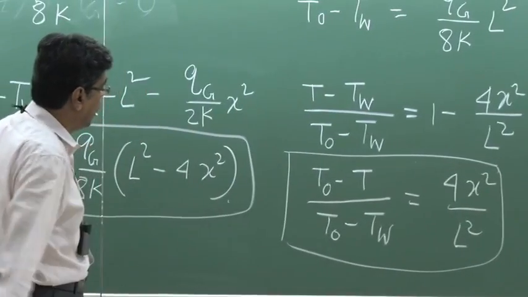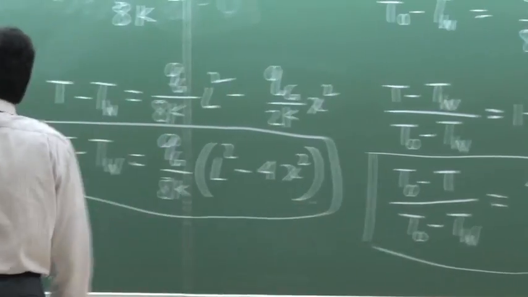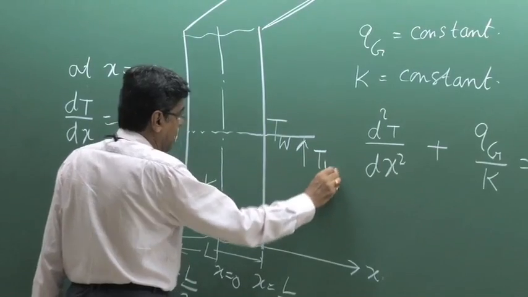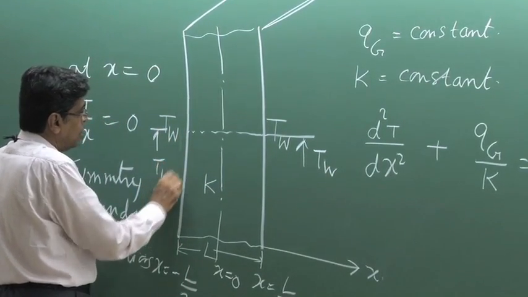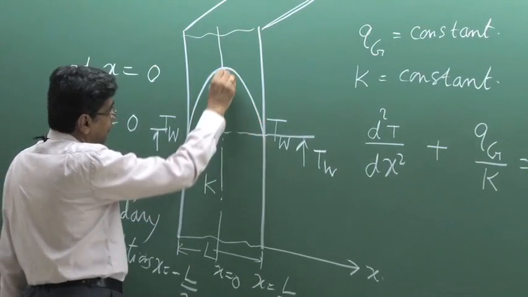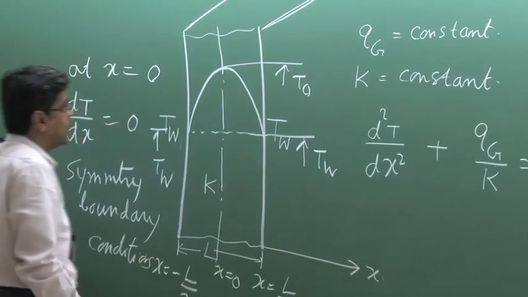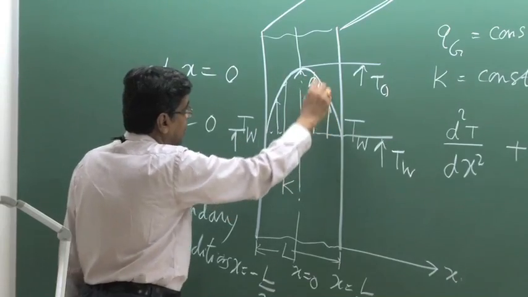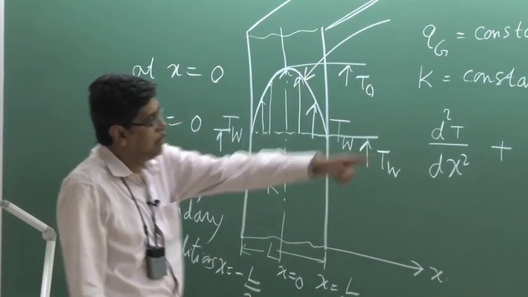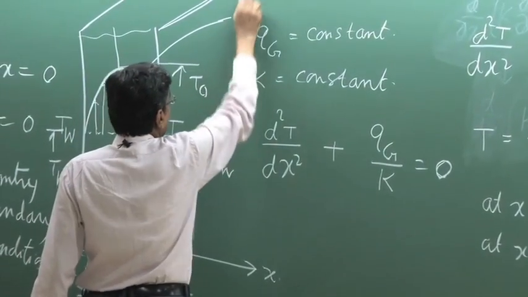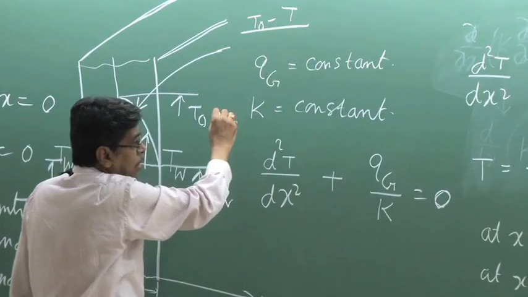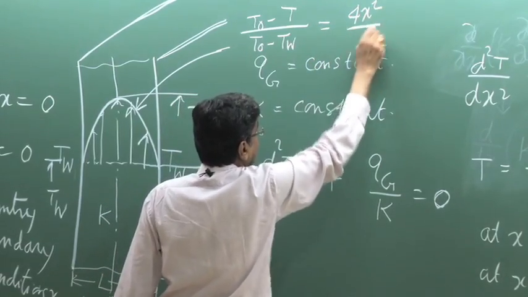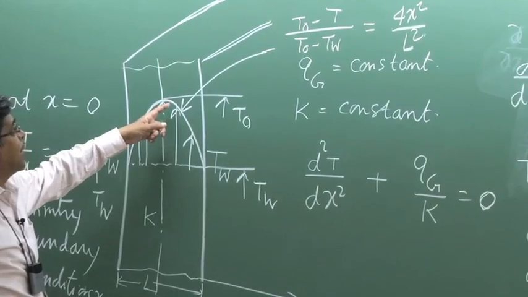because this shows a parabolic variation with the maximum value at the center. So this can be represented in this figure by some T0, TW scale here, like this. This is my T0 value in the same scale. So this will be the temperature variation. That means the equation of this is T0 minus T divided by T0 minus TW is equal to 4x square by L square. That means x is equal to 0, it will assume a value of T0.